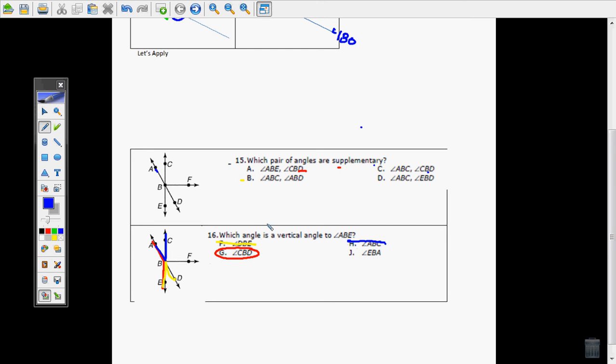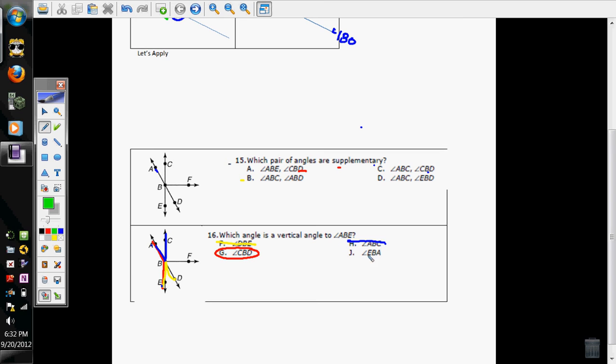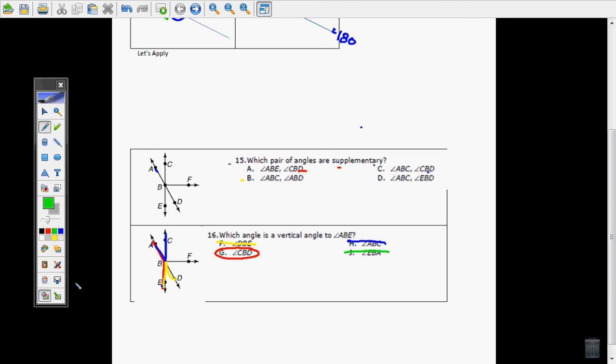And then let's finally look at angle EBA. Well, an angle cannot be vertical to itself. So EBA and ABE are the same angle. So that's just ridiculous. Of course, that's not the right answer. The end.